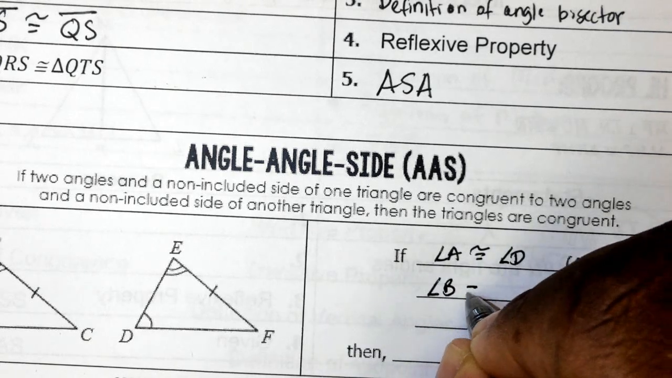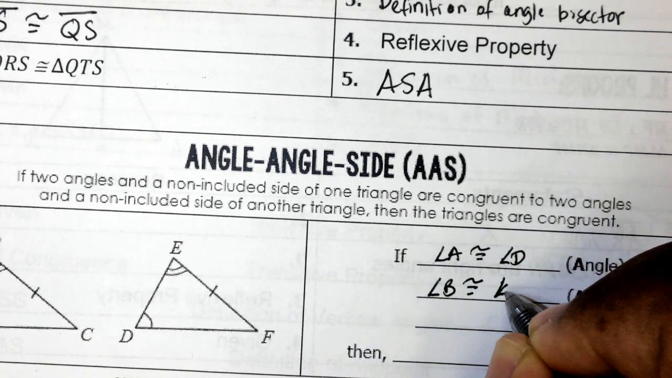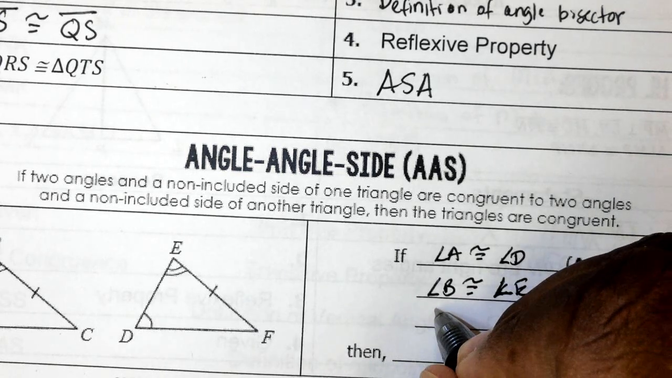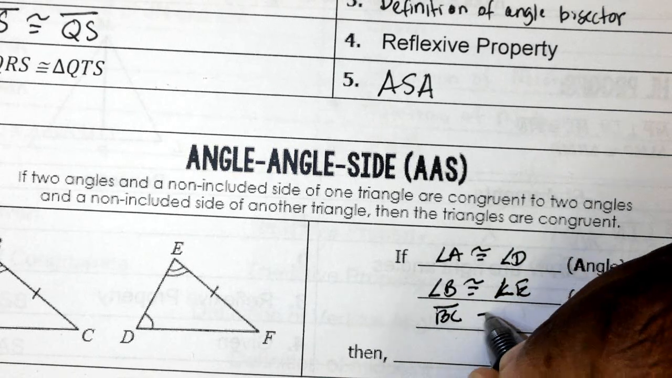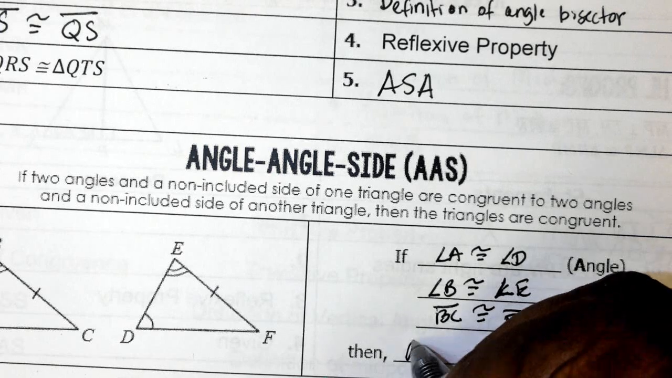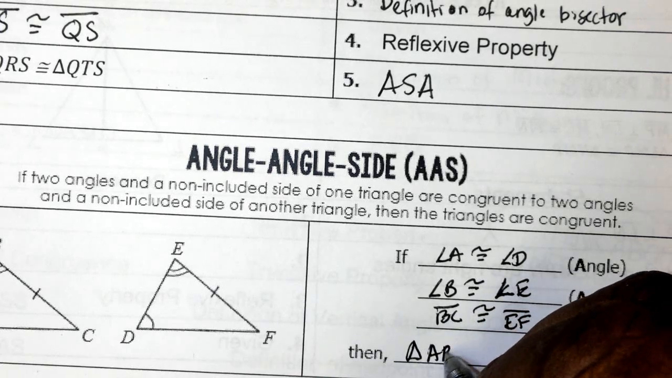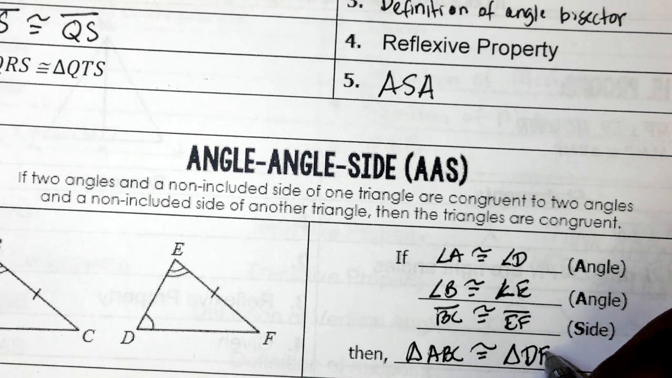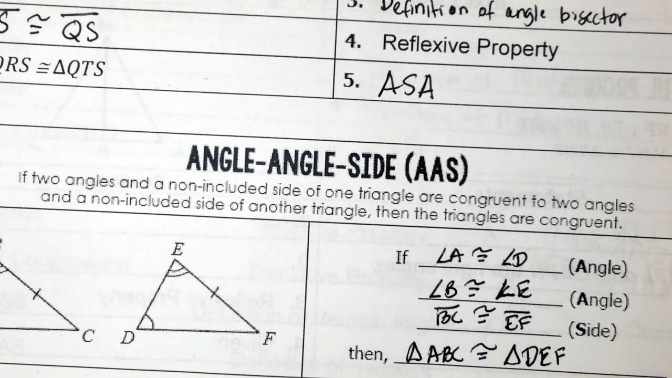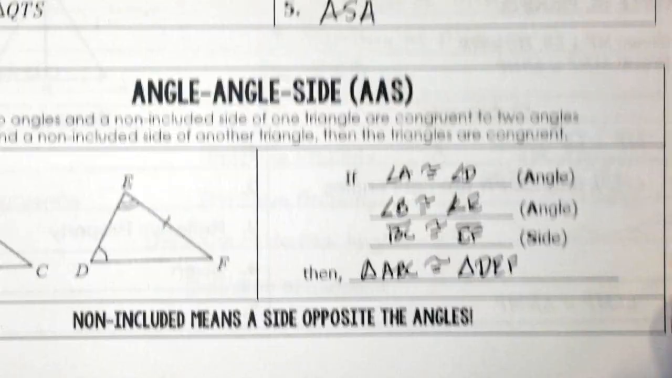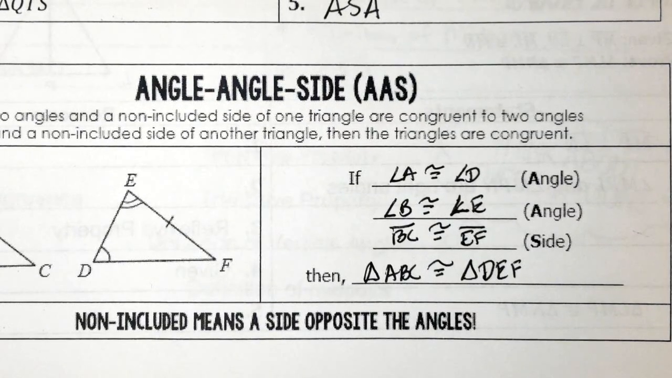Angle B is congruent to angle E. Then after that, side BC is congruent to side EF. If that's the case, triangle ABC is congruent to triangle DEF. This is by angle-angle-side congruence. At the bottom, just a quick note: non-included means the side opposite of the angles.